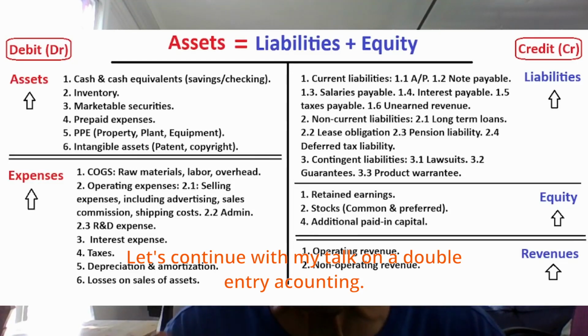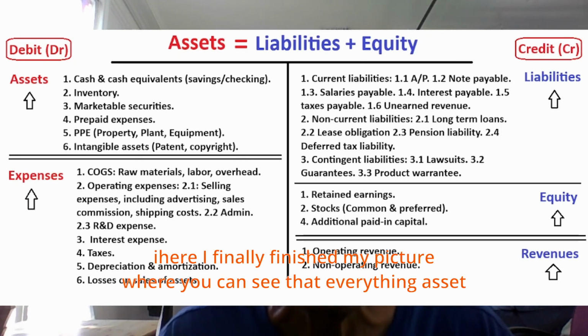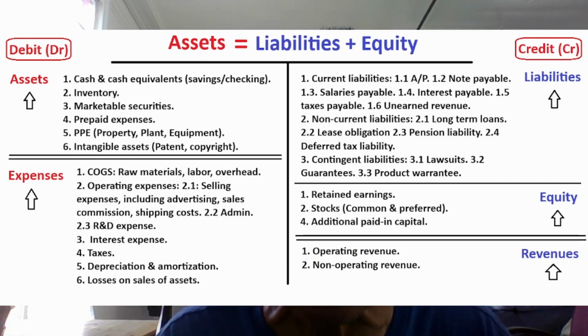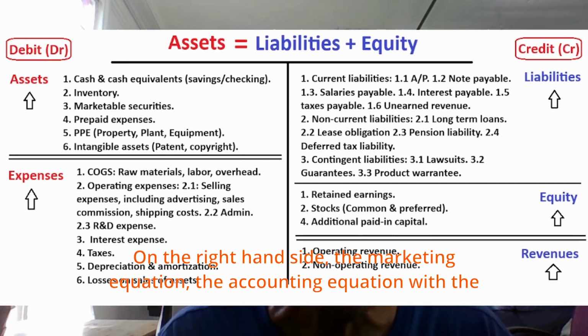Guys, let's continue with my talk on assets, debit and credit, double entry accounting. Here I finally finished my picture, where you can see everything asset is all in red, and on the left it's all red because they're all increases in asset. So we have a debit, we have expenses.